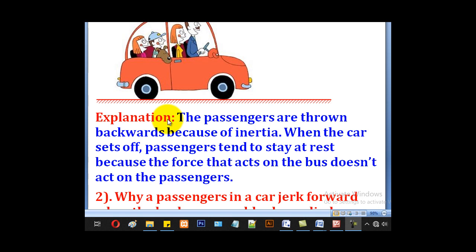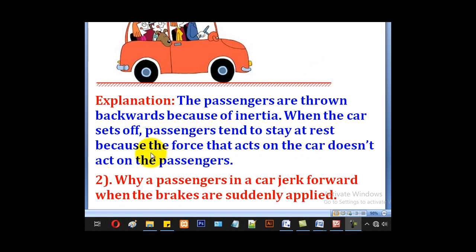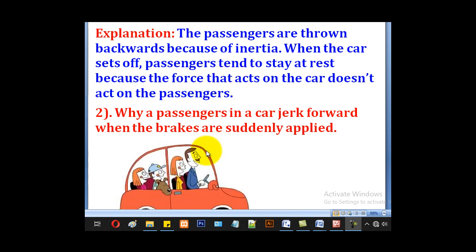When the car sets off, passengers tend to stay at rest. Why? It is because the force that acts on the car does not act on the passengers. So they remain in the state of rest. That is why they are thrown backwards.